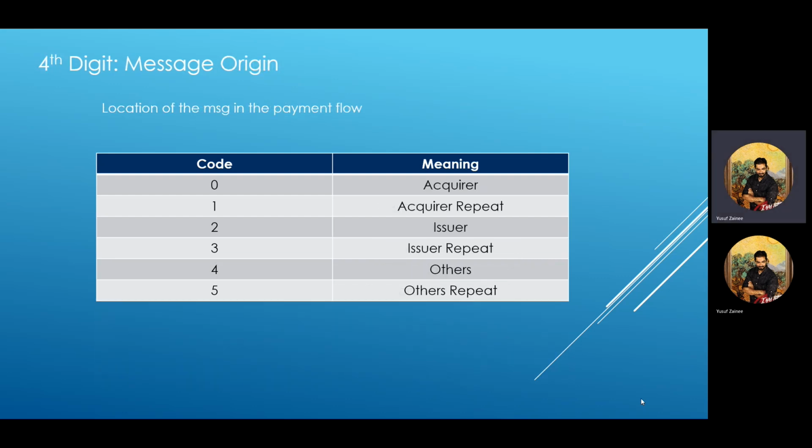And the fourth digit is the origin of the message. So as I mentioned multiple times, there are different entities involved in the entire flow. So where this message has originated from: 0 means acquirer, 2 means issuer, and 4 means from somewhere else, so it's others. And 1, 3, and 5 are for repeat messages. So if a message has been sent and you do not receive an acknowledgement, and you send the message again, then it goes as a message repeat.